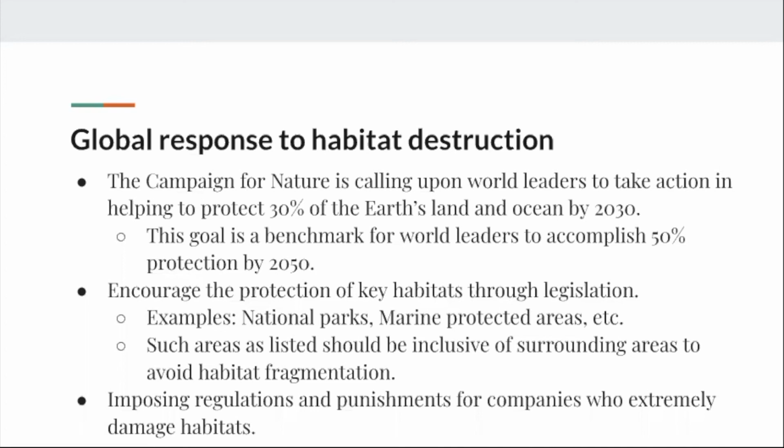And to build off of the individual solutions, just teaching about habitat destruction and how to prevent it on large scale levels, like in classrooms and around the world in big functions, which we'll talk about more on the sustainability slide.